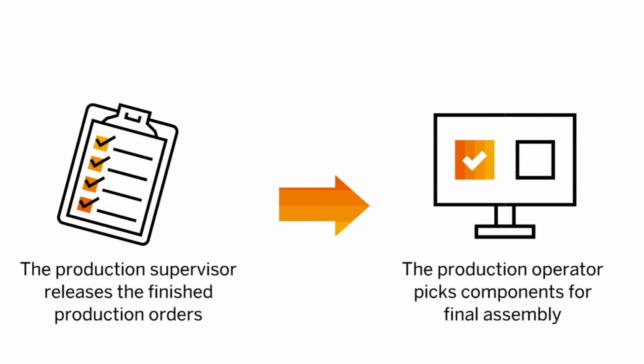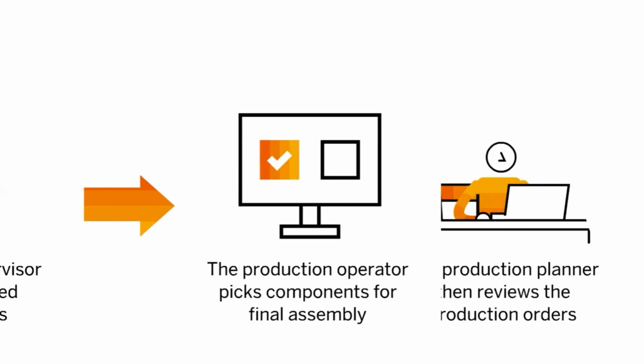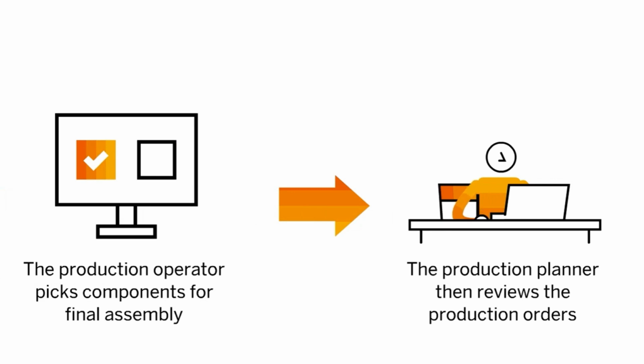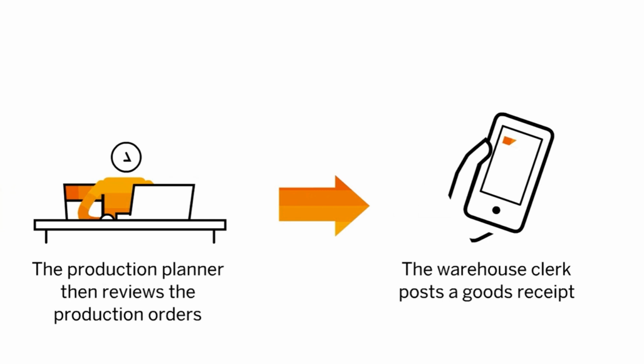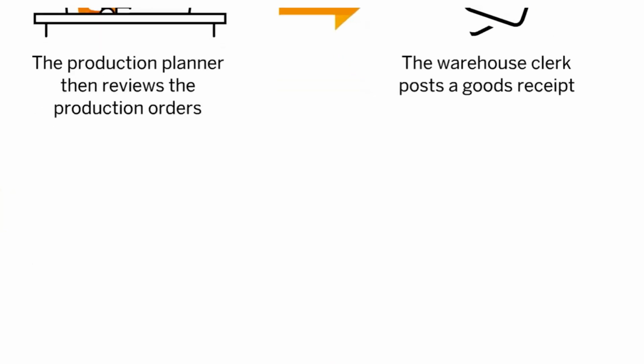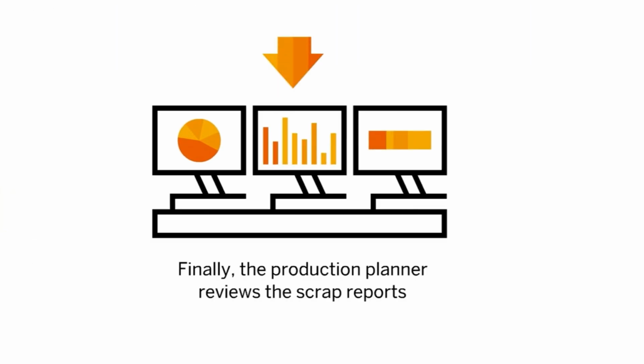The production operator picks components for final assembly and confirms production operations. The production planner then reviews the production orders. The warehouse clerk posts a goods receipt. Finally, the production planner reviews the scrap reports.